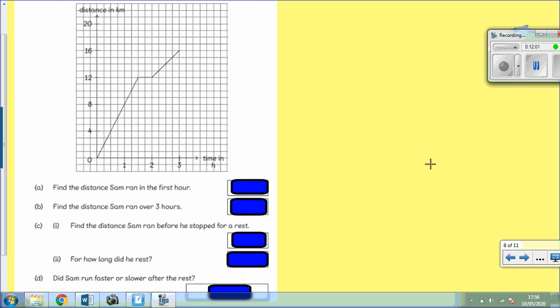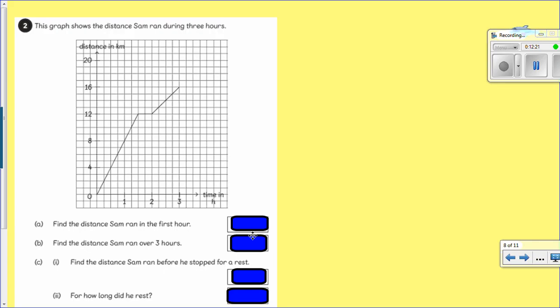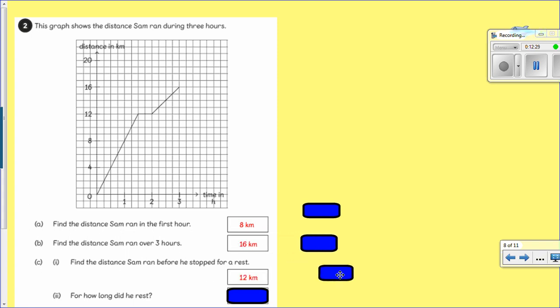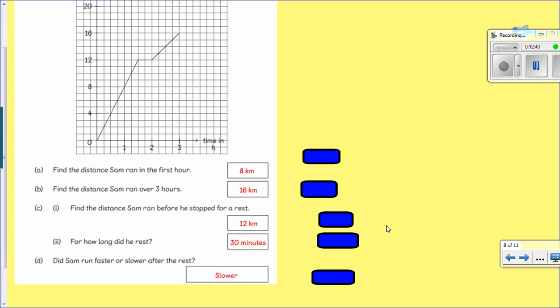Once again, I've put this question onto a PDF so that you should be able to print it out if you have a printer, but you should be able to answer the questions, I hope, using a device at home. Right, let's just take the go from there, just to put it onto this, and then back to full screen, take away the different parts, and we'll see the answers there. So the first one is 8 kilometers, 16 kilometers, 12 kilometers, 30 minutes. Did Sam run faster or slower after the rest? And it is slower.